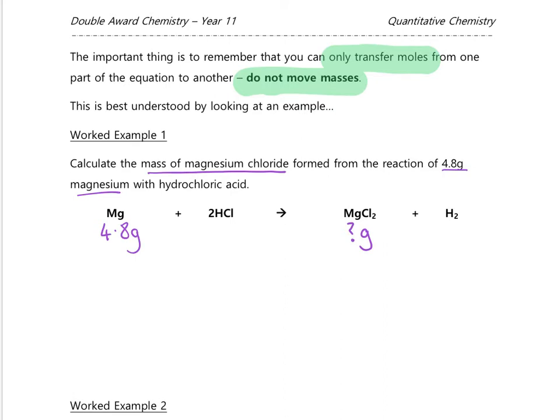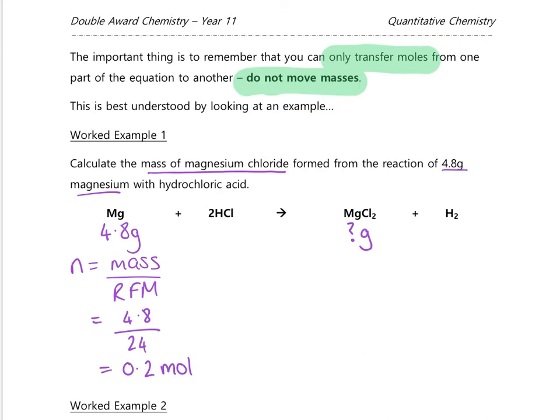So the first step is to write down everything you know underneath that part of the equation. So we've done that, and now we want to convert to moles. So the information I have is that I have 4.8 grams of magnesium, so I need to convert that to moles. So my moles equation is n equals mass over RFM. The mass of magnesium is my 4.8 grams. And the RFM of magnesium is just the relative atomic mass of magnesium, which is 24. If I divide 4.8 by 24, I get 0.2 moles.